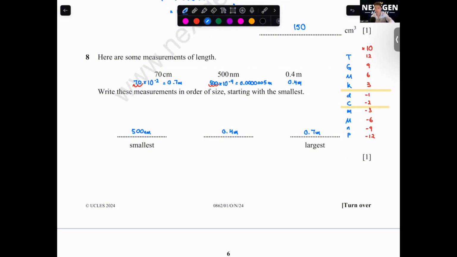Okay, until number 8. If you can understand, can you type 8 in the chat? 8. Good, good. All right.